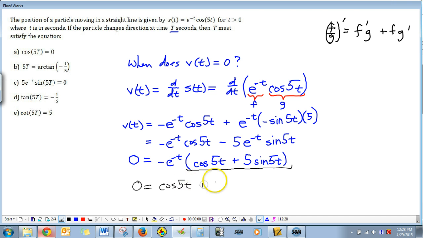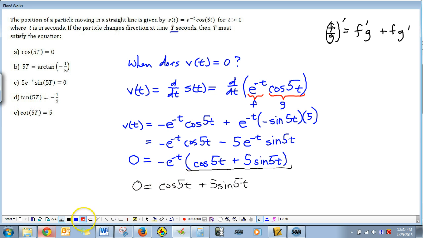Cosine of 5t plus 5 times the sine of 5t equals 0. And keep in mind, we need to do some algebra to figure out how to make this turn into one of these. So clearly, we're going to need to use some sort of trig identity here. I have cosine and sine. They can turn into tangent or cotangent. This one just has sine. This one just has cosine. Let's see if we can play around with this and get it to go into either tangent or cotangent form.